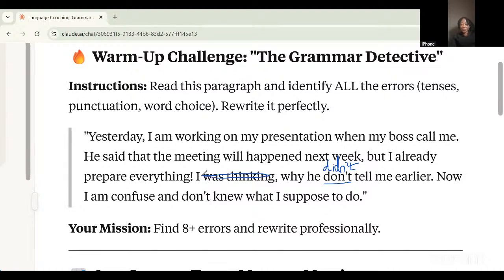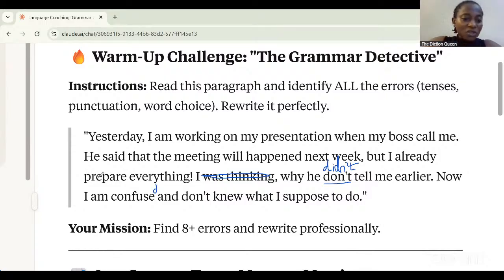Okay, ma'am. Now, I am confused. That was correct. You added D to this, so correct. Now, the reason why we use "I am" here is because of this expression, "now." Now shows present. Am shows present as well. "Now I am confused." And "don't know." "Knew" is past. So you're correct as well when you changed it to "know."